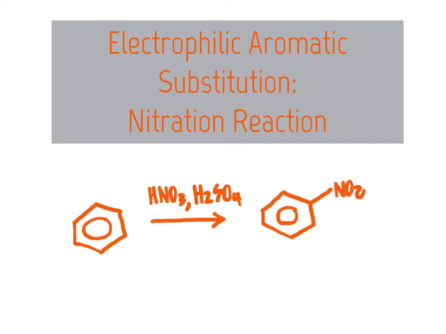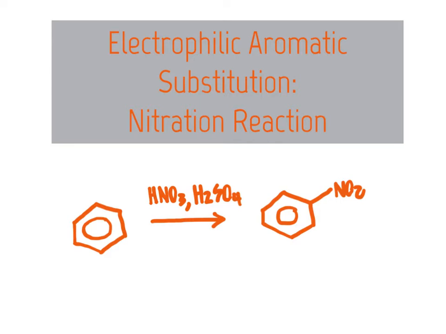I've written out the general nitration reaction here for you, where we take benzene as our starting material, react it with, and here's where it gets kind of weird, a mixture of nitric acid and sulfuric acid in order to yield, ultimately, the attachment of a nitro group replacing one of the hydrogens on the aromatic ring.